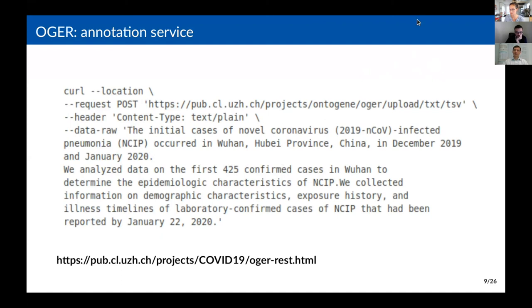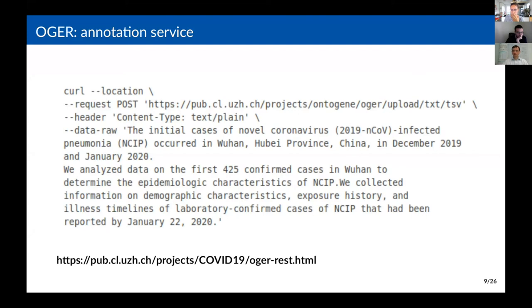This is if you want to submit your own text, but you can submit also a PubMed ID or a PubMed Central ID. In this case, the system will automatically download from PubMed or PubMed Central the corresponding article. Abstract in case of PubMed, full text in case of PubMed Central, annotate it and give you back the results. As I mentioned, you can get the results in many different formats.